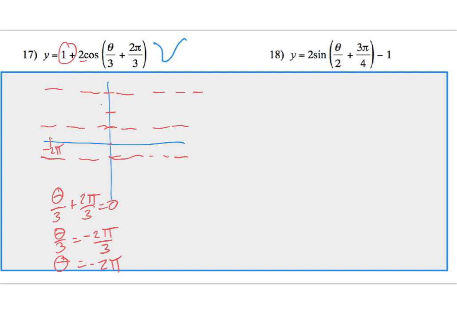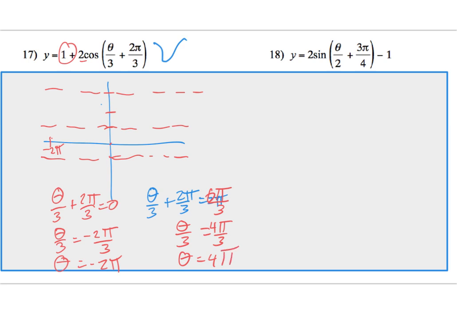I'm going to do the same thing on the other side and try to figure this out as theta over 3 plus 2 pi over 3 is going to be 2 pi. I'm going to be very, very sneaky and make this 6 pi over 3 so that when I subtract this, I get 4 pi over 3 is equal to theta over 3. And when I multiply, we get theta is 4 pi.